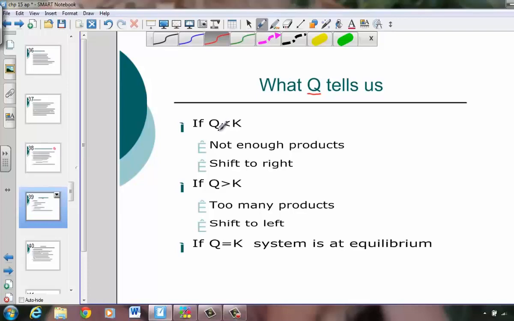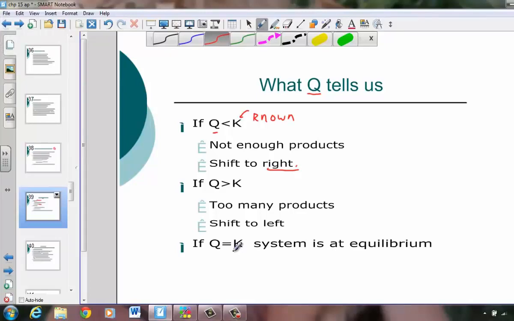If we calculate the ratio of the products over reactants and the Q comes out smaller than the K, and again this would be known, it's told to us in either the problem or in a reference table, and if the magnitude of the Q is not large enough, we know that there's not enough products, that the reaction is shifting to the right to make more products until eventually the Q and the K are indeed the same number.